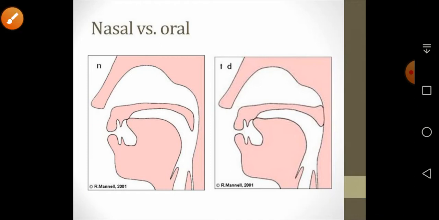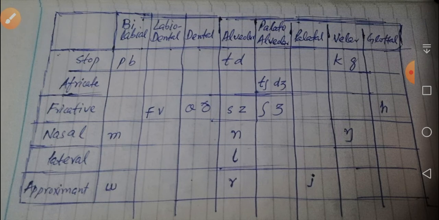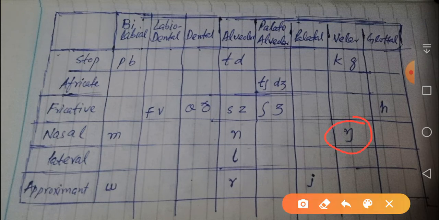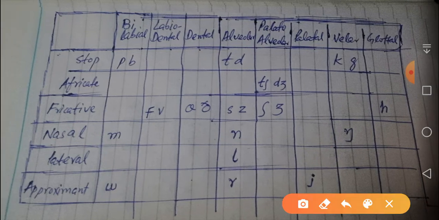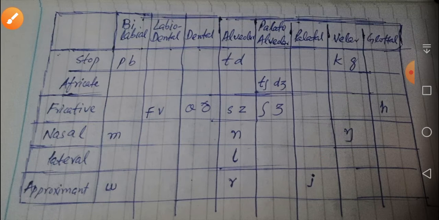Okay, now the last symbol in this row is this one. This is known as a velar sound, and the manner of articulation is nasal. Let me circle this letter. This letter is known as engma. It's a name. But the sound is like this: ng, ng. What happens? The back of the tongue goes up to the velum.